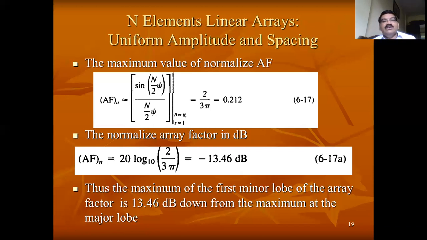The sideband separation will be minus 13.4 dB. So for this n-element array, you can have the maximum lobe, and the sideband or the back lobe, as compared to your main lobe, can be separated by up to minus 13.46 dB. Okay, so this is the maximum possible by uniform amplitude and spacing and progressive phase. This is the maximum possible.